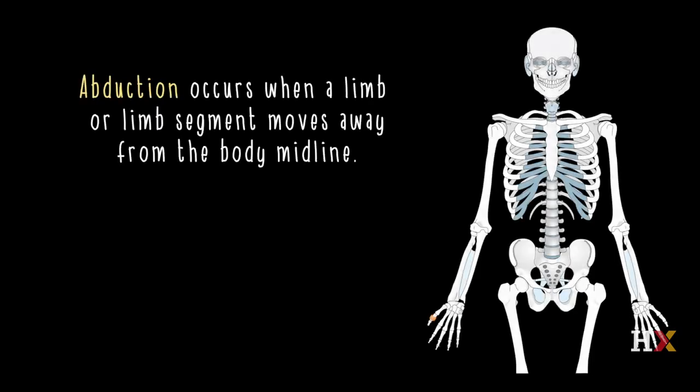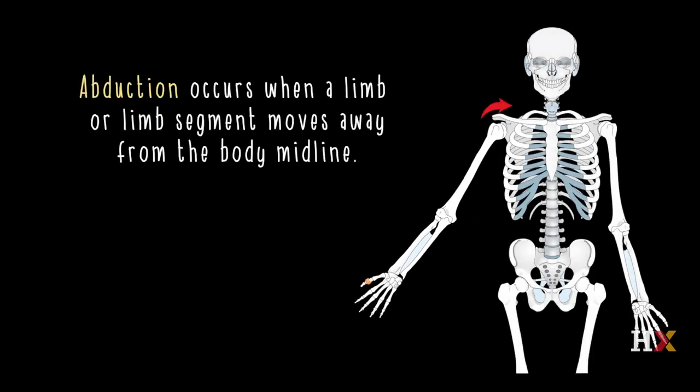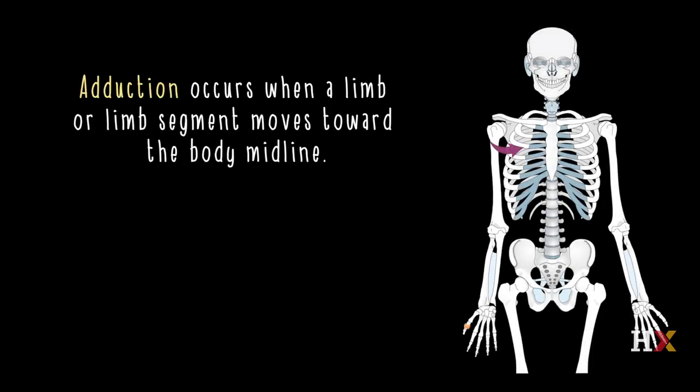Abduction occurs when a limb or limb segment moves farther from the midline. Adduction occurs when a limb or limb segment moves closer to the midline. This is flexion at the elbow joint, and again, the bones are coming closer together in flexion and moving farther apart in extension.